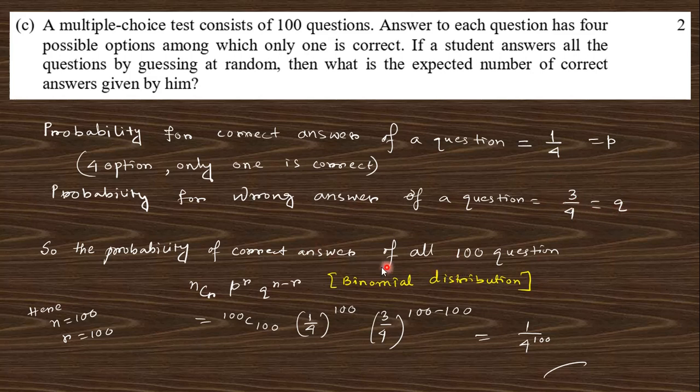By the binomial distribution theorem, you know there is nCr, that is you select r from n, and p is the success, that is the right answer, and q is the failure, that is the wrong answer. So p and q are given, and here all the 100 questions are attempted. Then what is the expected number of correct answers given by him? That is the probability of correct answers over all the questions. This is the answer. Go to the next one.